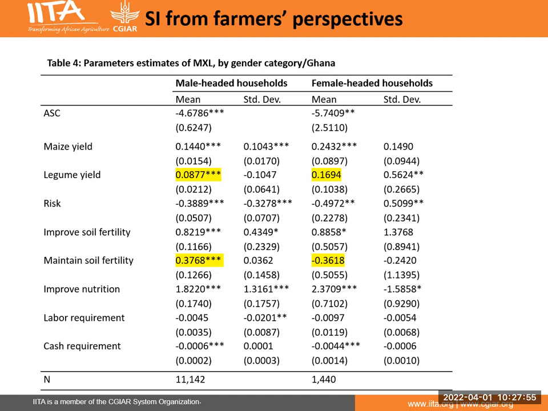The second one is that there are also some differences in terms of soil fertility attributes. In the case of male-headed households, they are interested in technologies that either increase soil fertility or maintain it, whereas female-headed households are interested mainly in technologies that increase soil fertility, but they are neutral to the other. This may be because of differences in the quality of land they cultivate. Women cultivate lower-quality land, and improving soil fertility is more imperative than maintaining it.